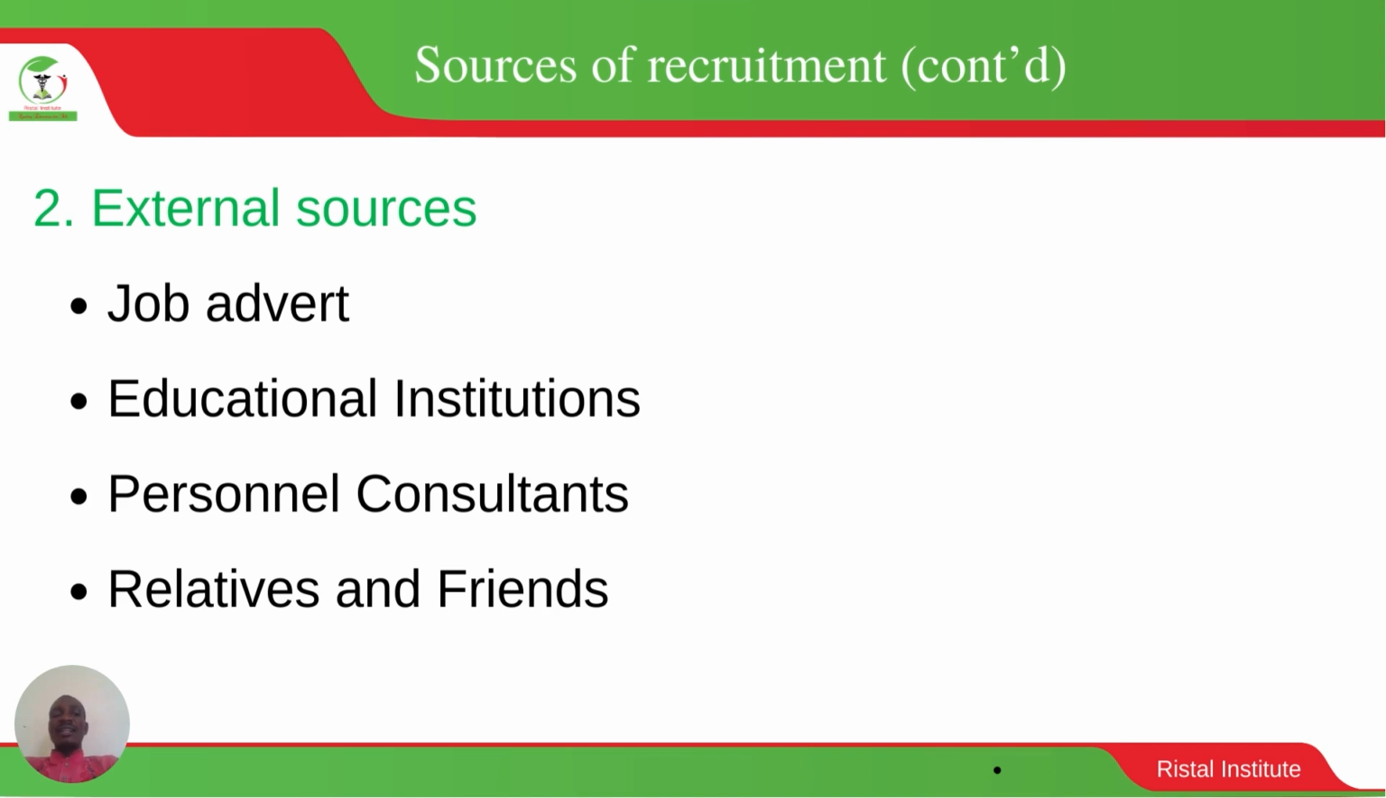The last one now is the relatives and friends. This is whereby you pick a relative of one of your employees to come and work for the organization. So basically, these are some of the types of external methods of recruitment.